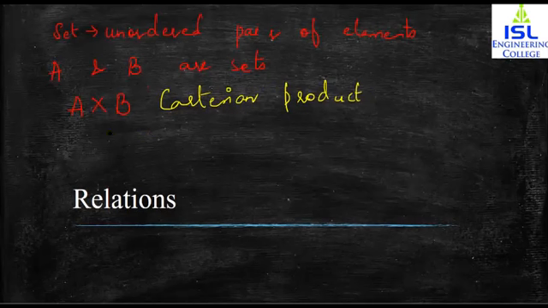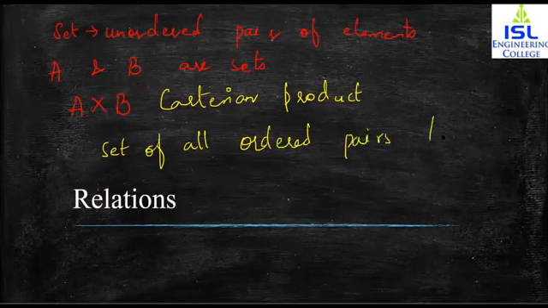Now A cross B is basically the set of all ordered pairs (a, b), where small a belongs to the set A and b belongs to the set B.